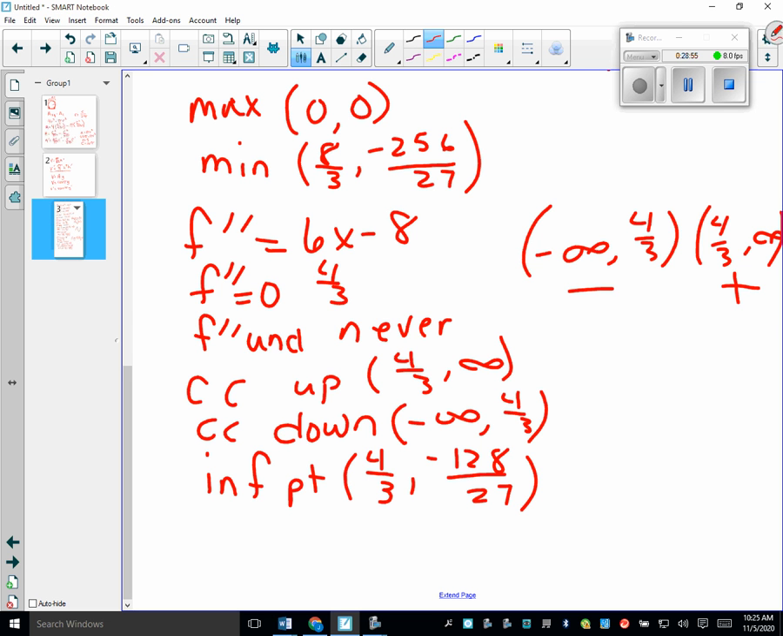All right, we good with this? Can we discuss inflection point one more time? Inflection point is where it changes concavity. So anywhere it goes from concave up to down or down to up, that's the x value. Find the y value, it's in the original. Okay? Everybody good with that? We're good.